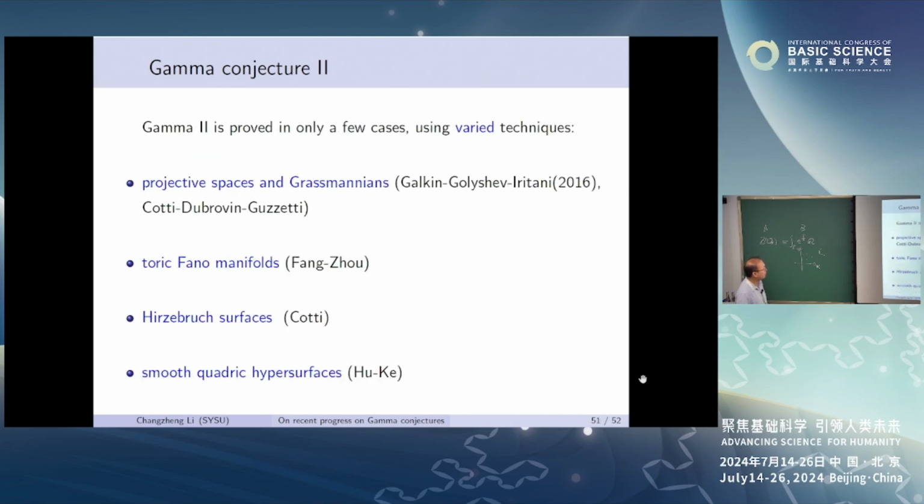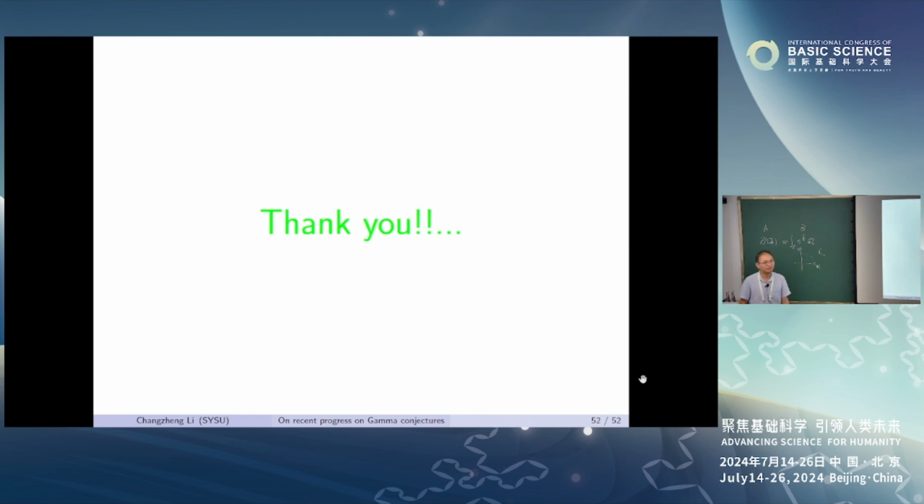For Grassmannians, and the total Fano, it was recently proved by Bohan Fang and Peng Zhou, and also Jianxun Hu and Huazhong Ke proved this case for smooth quadric hypersurfaces. Then I'm done.